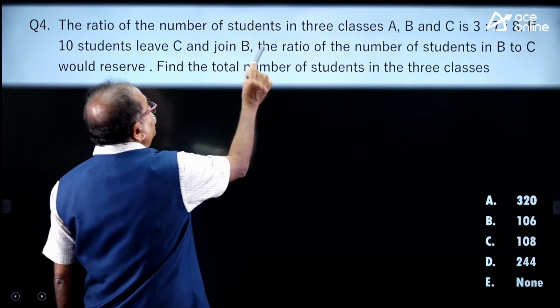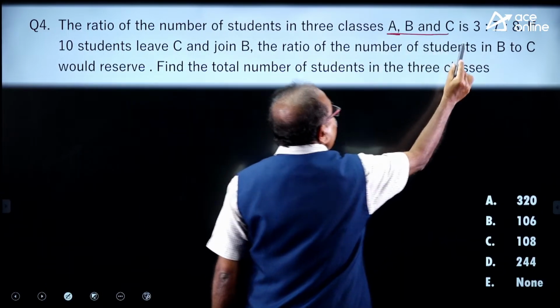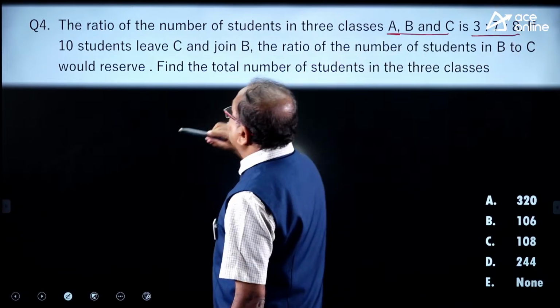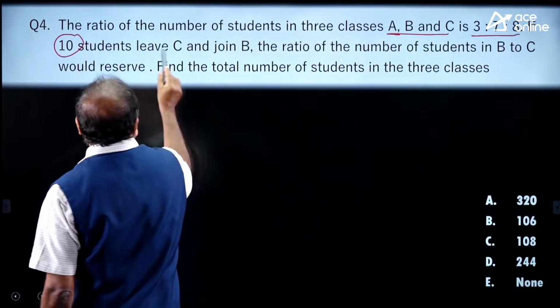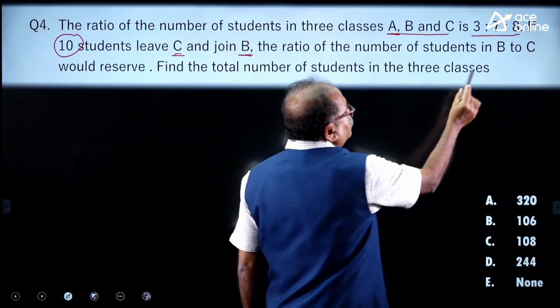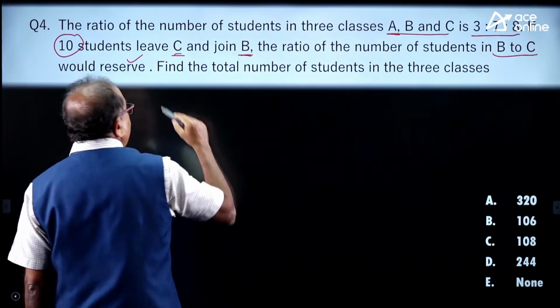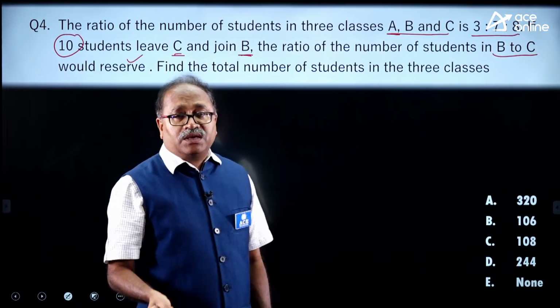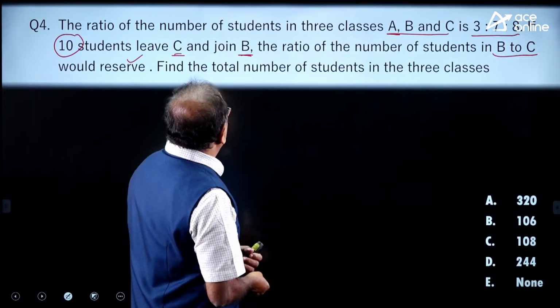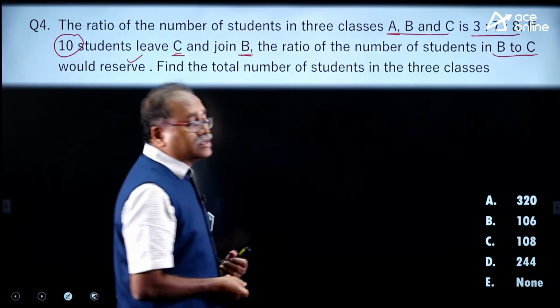The ratio of the number of students in 3 classes A, B, C. So we have the ratio of the number of students. If 10 students leave C and join B, then the ratio of the number of students from B to C would reverse. Whatever the previous ratio was, it will get reversed. What is the question? Then find the total number of students in the 3 classes.